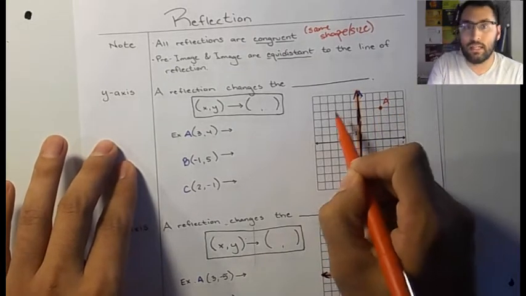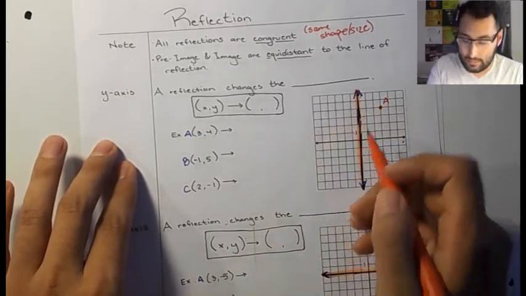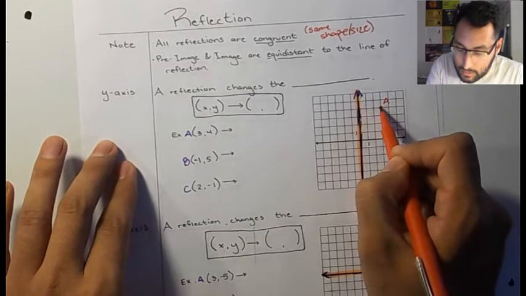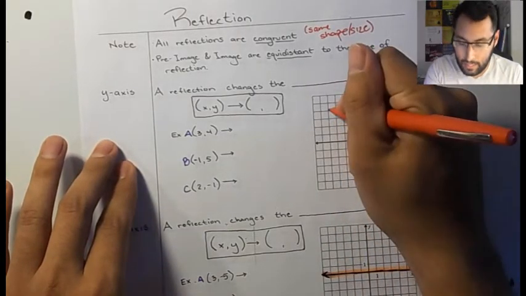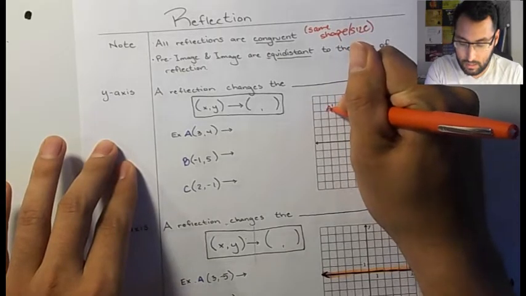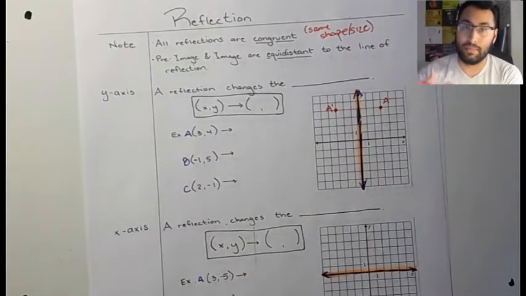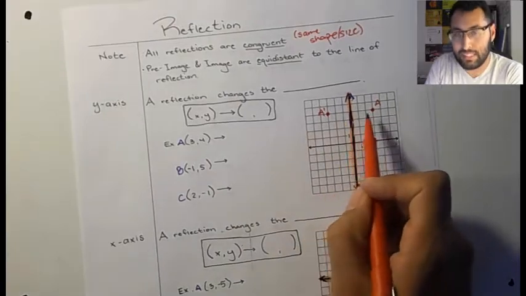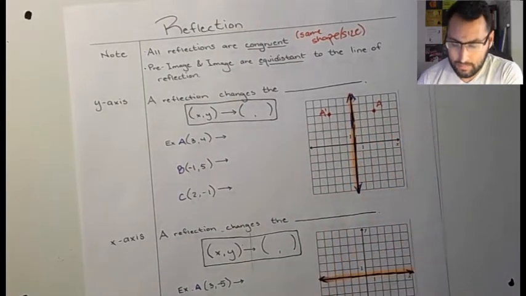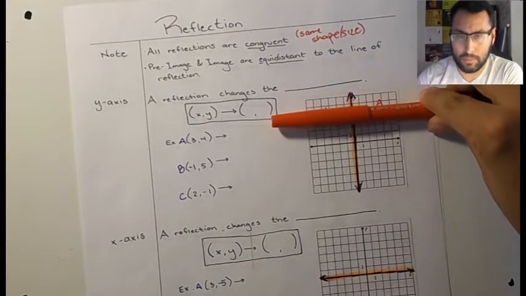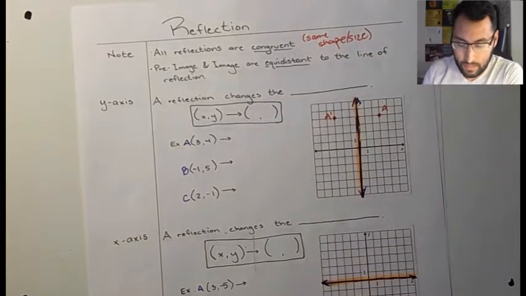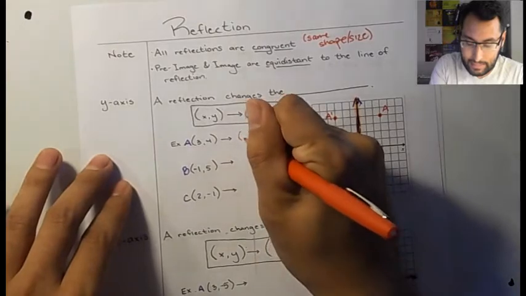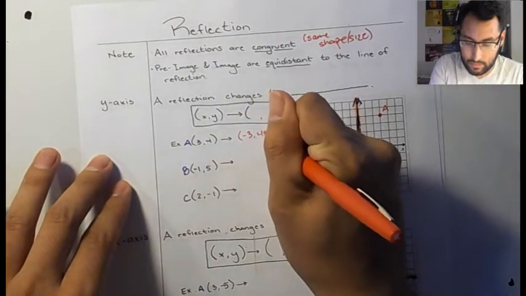It's going to be on the other side of the y-axis. If I count over here, it's going to be right over here. So we have A over here, and A prime will be over here. A prime is our image. Notice how they're both equidistant. It also forms a perpendicular line, these points and then the y-axis. So this new coordinate is (-3, 4).